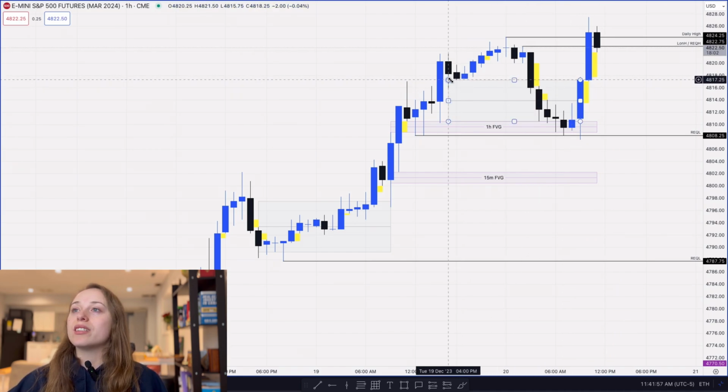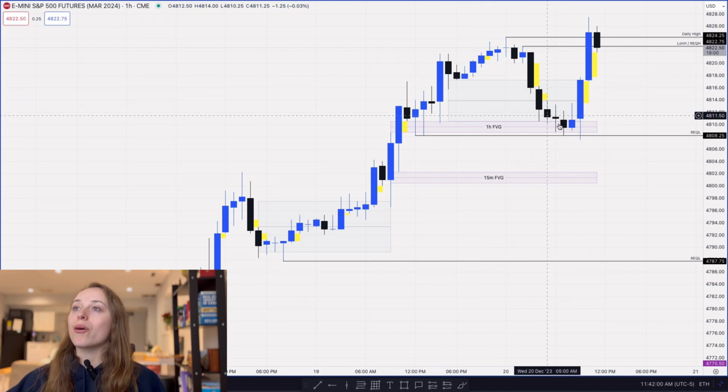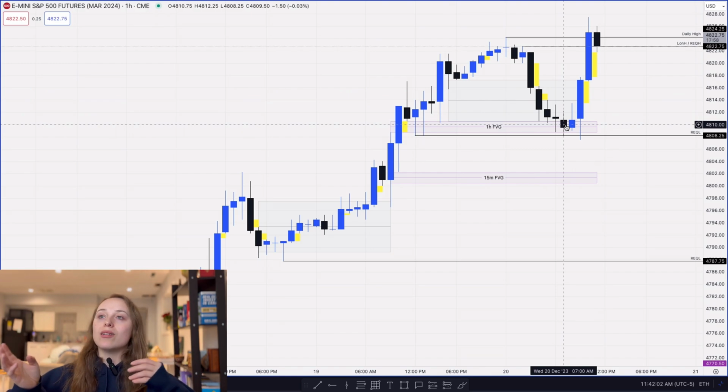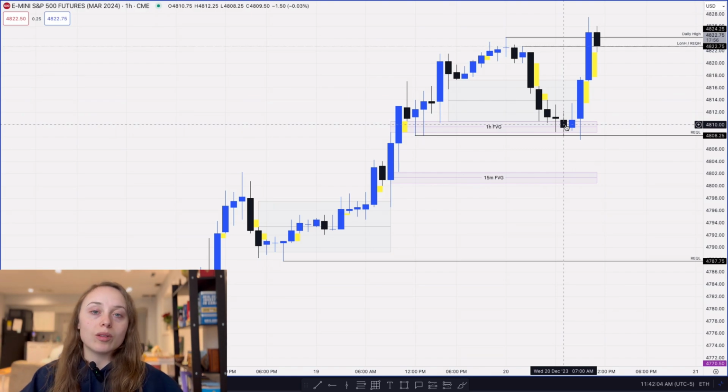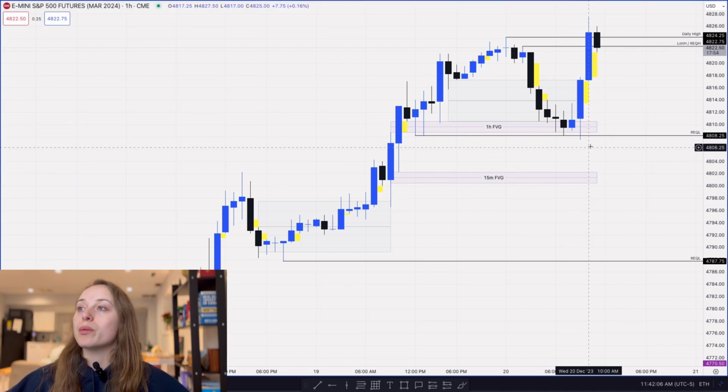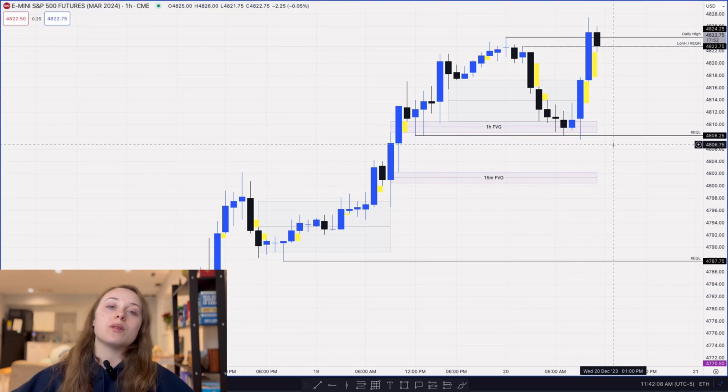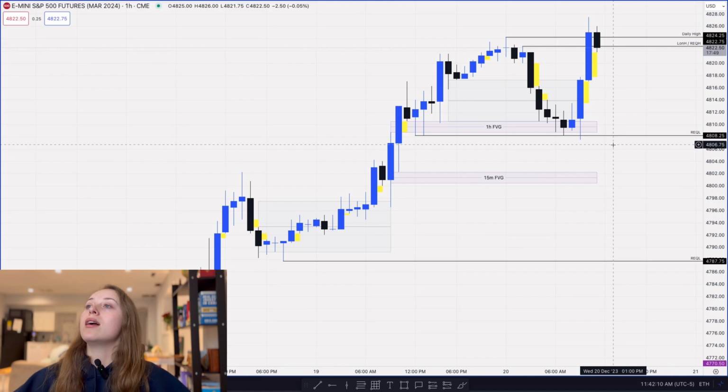And we closed in this opening range gap. So for me, seeing that, I was like, we already took out those relative equal lows. We didn't take them out by much, but we did take them out enough for it to be considered a liquidity grab. And then we closed above this 1 hour fair value gap.